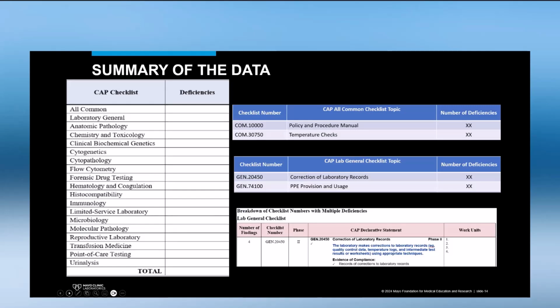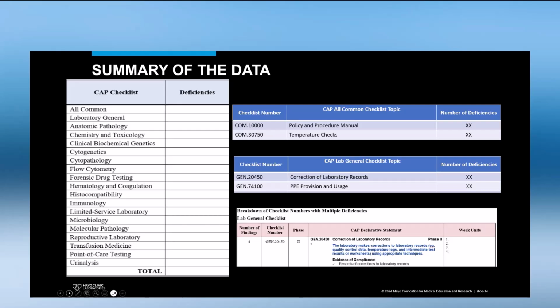And another way to display your data would be tables specific to different checklists. So how many deficiencies did you have for each of the checklists that apply to your laboratories? Look at your All Common and Lab General checklists and list out how many were from there. Those checklists are going to apply to all laboratories across your organization.